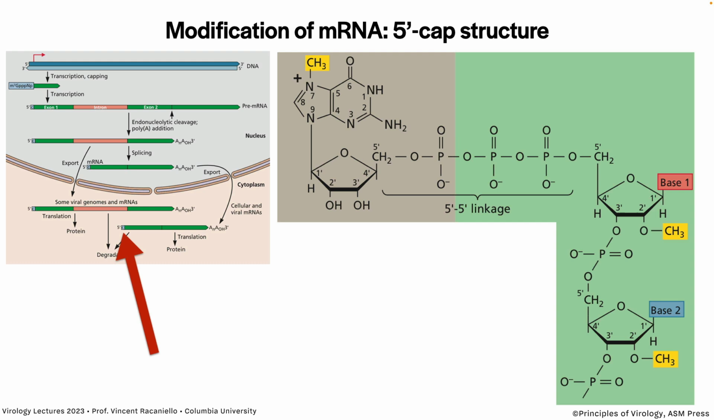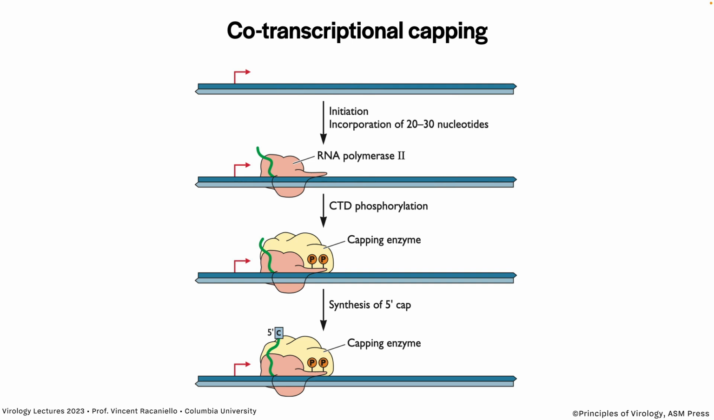It is added very early during transcription. In fact, the way it works is here's the RNA polymerase that's bound to a promoter region and is starting to transcribe the message. You can see the green message coming out there. Nothing happens until about 20 to 30 bases are made, and then the cap is added, probably because there are a lot of abortive short transcripts. So the process is held until we get to a certain point.